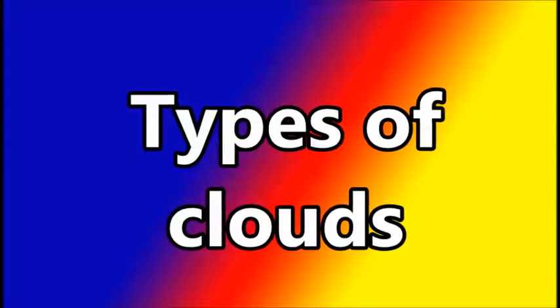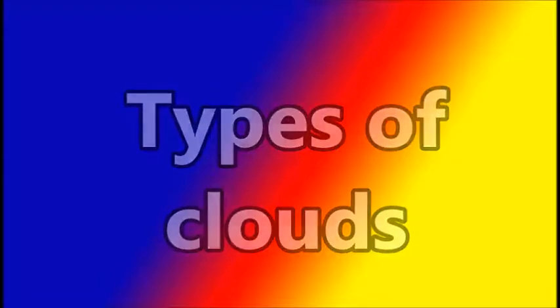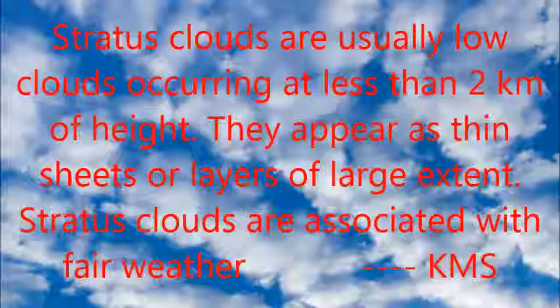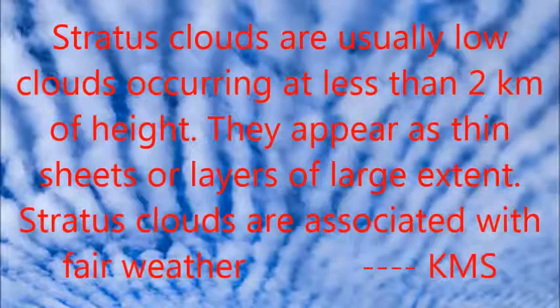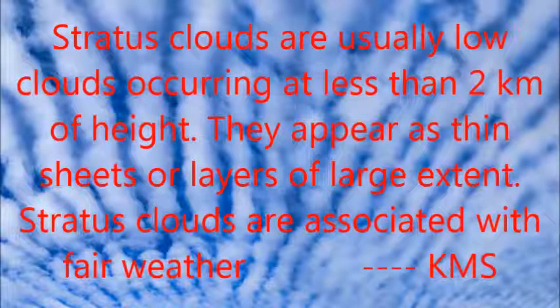The important types of clouds are, at first, stratus clouds. Stratus clouds are usually low clouds occurring at less than 2 kilometers of height. They appear as thin sheets or layers of large extent. Stratus clouds are associated with fair weather.